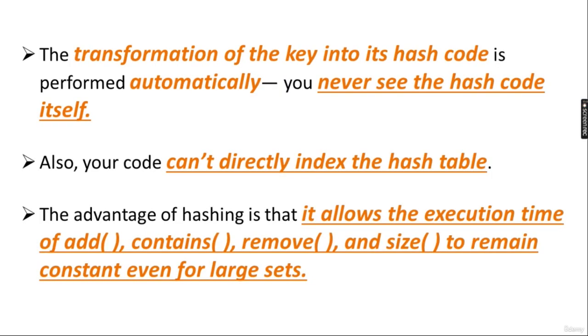Okay, the transformation of key to hash code is performed automatically. You never see the hash code itself in the hash table. Your code can't directly index the hash table. The advantage of hashing is that it allows the execution time of add, contains, remove, and size to remain constant even for large sets. That is, the time complexity of the add, contains, remove, and size operations remains constant even if there is a large set available.